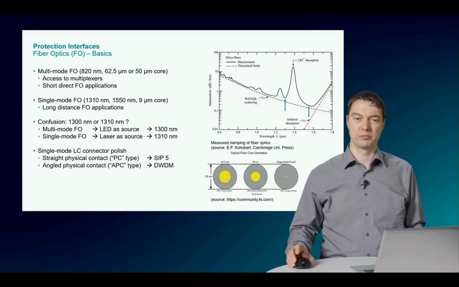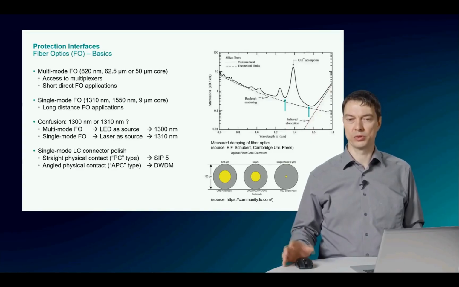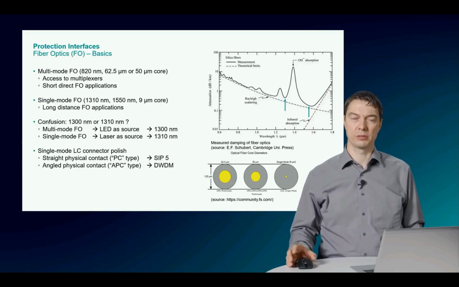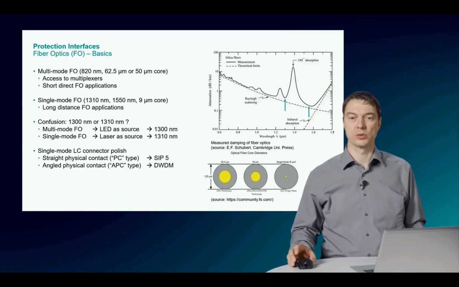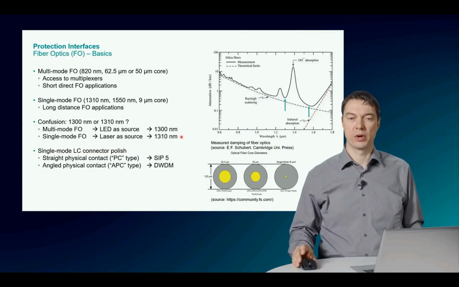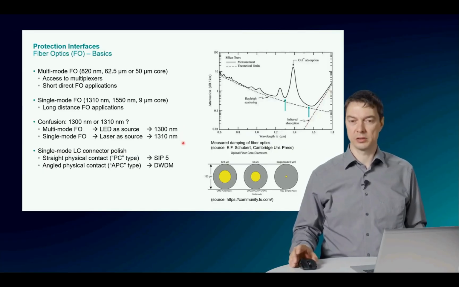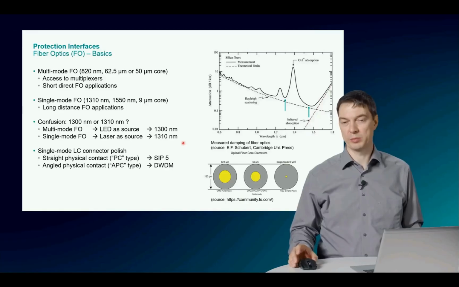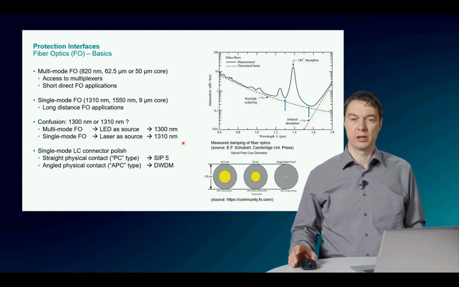This is due to the source of the light generation. So for the multimode fiber optic, often LEDs are used as a source, and then you speak about 1300 nanometer. Where for single mode fiber optic, a laser is used as a source, and then we speak about 1310 nanometer wavelength.